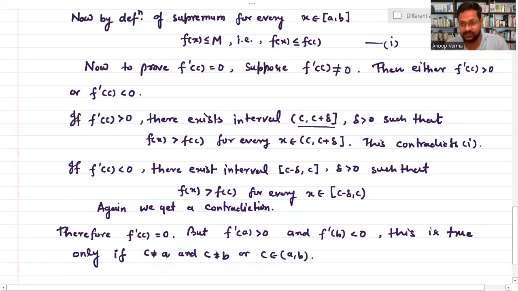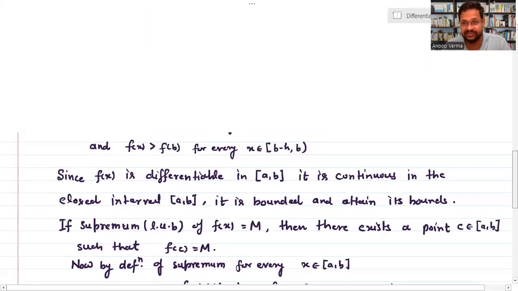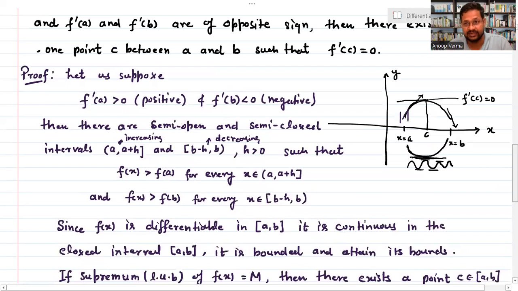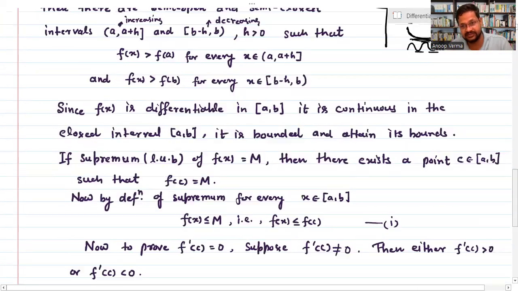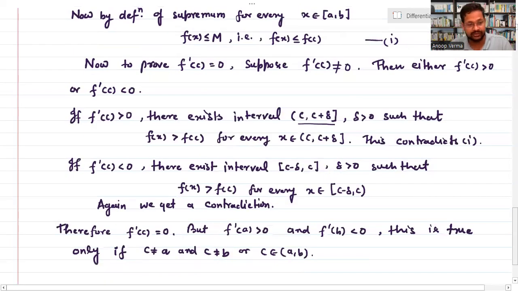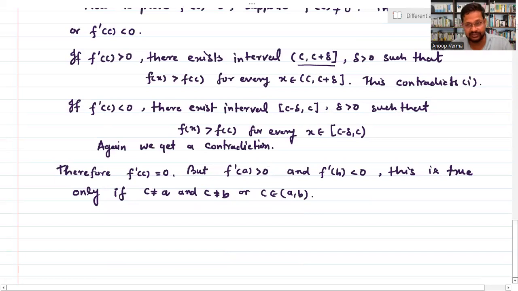OK, so that's what the theorem states: there exists one point c between a and b such that f'(c) will be equal to 0. So we proved that there is definitely a point c such that the derivative is equal to 0. OK, there is a corollary, let's look at it.